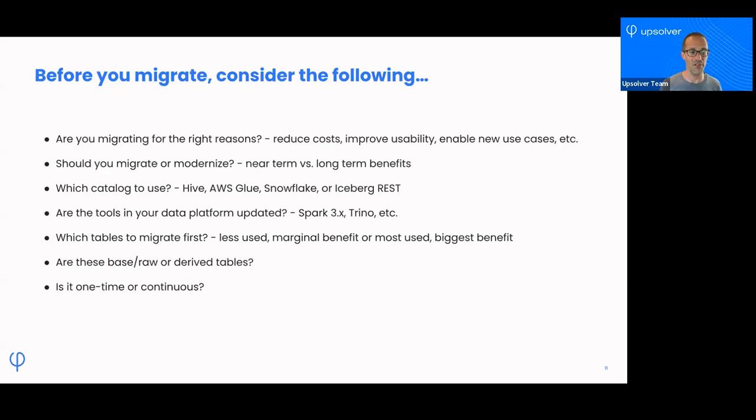Which tables to migrate first? That question comes out often as well. Should I start with the less used tables, smaller tables? Those are easy, less impact, but they're also marginal benefit, right? When you actually migrate them, nobody's really using them. You're not going to see a lot of cost savings or performance benefits because they're maybe small tables, nobody's using them, not that big of a deal.